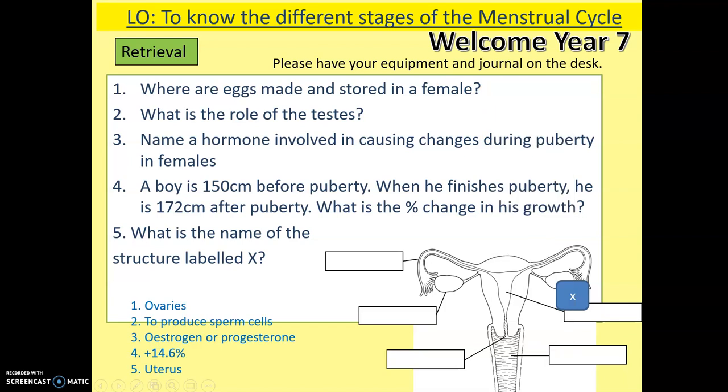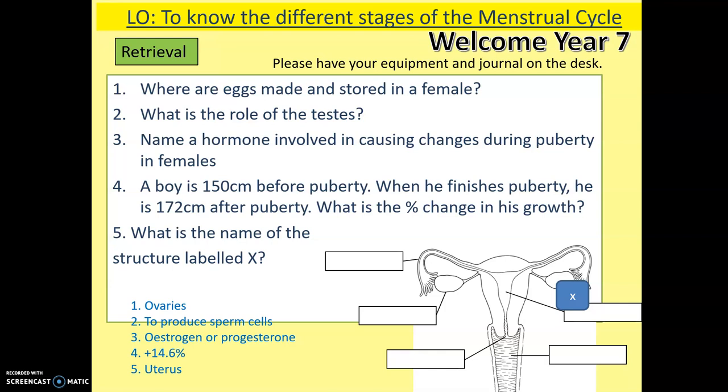For your first answer, the eggs are actually made and stored inside the ovaries, okay? Again, give yourself a mark using your green pen or use a green pen to make those corrections. Number 2 is asking, what is the role of the testes? Well, the role of the testes is actually to produce sperm cells, okay? Again, if you get that mark right, give yourself a tick or use a green pen to make those corrections.